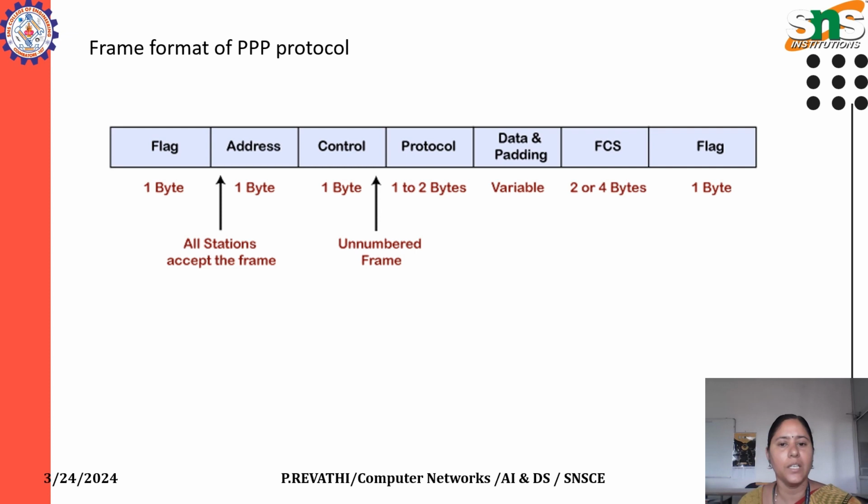Address. It is a 1-byte field that contains the constant value, which is 11111111, 8 ones. These 8 ones represent a broadcast message. Control. It is a 1-byte field which is set through the constant value.